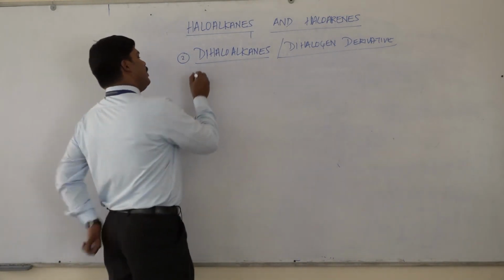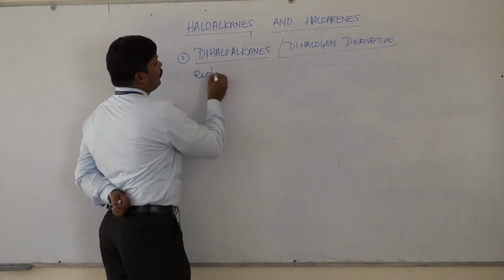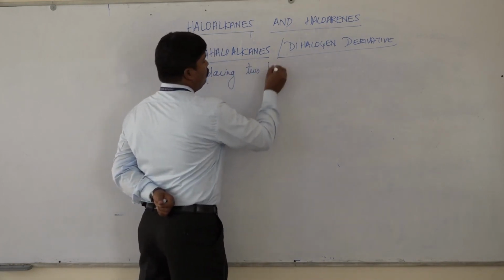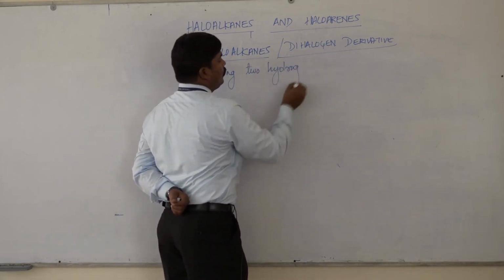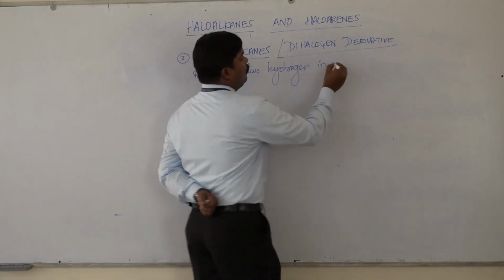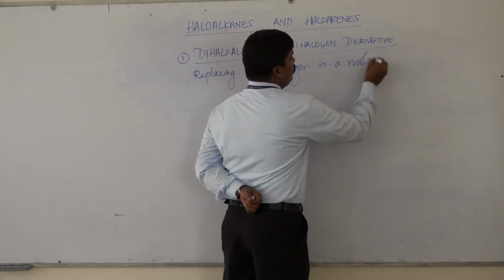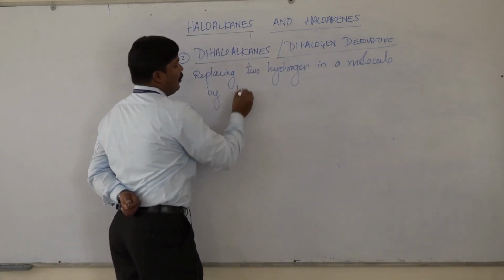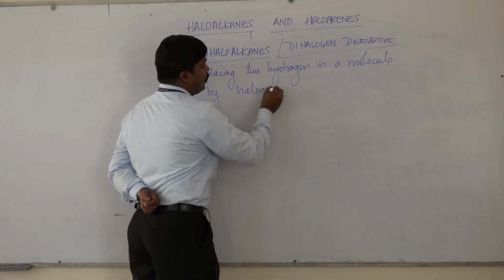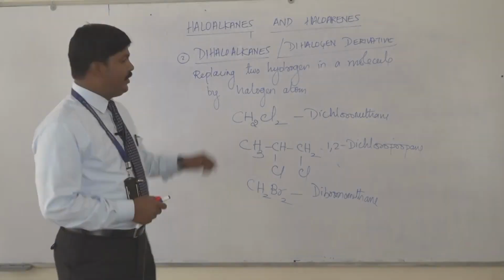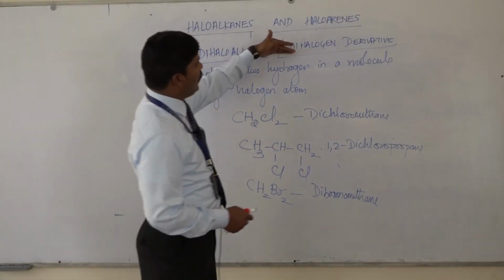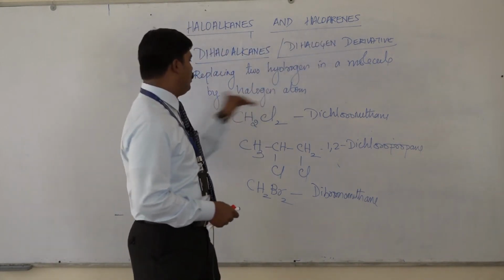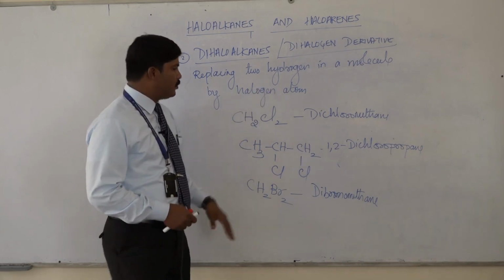So I will go for the definition. Replacing two hydrogen atoms in a molecule by halogen atoms. So the definition of dihaloalkanes, also called dihalogen derivatives of alkanes: replacing two hydrogen atoms in a molecule by halogen atoms is called dihaloalkane.